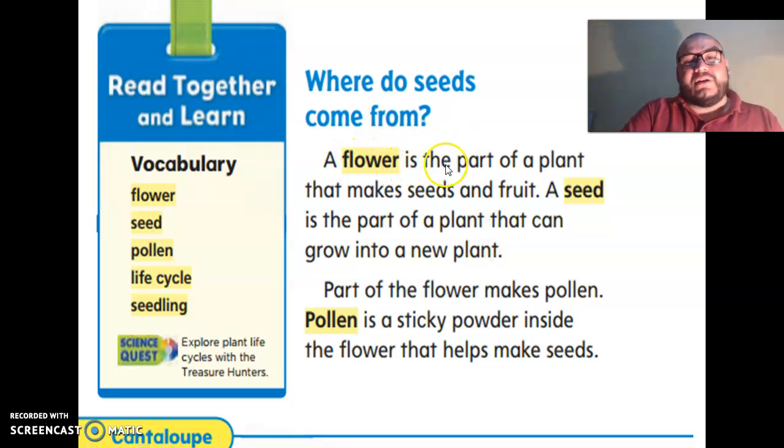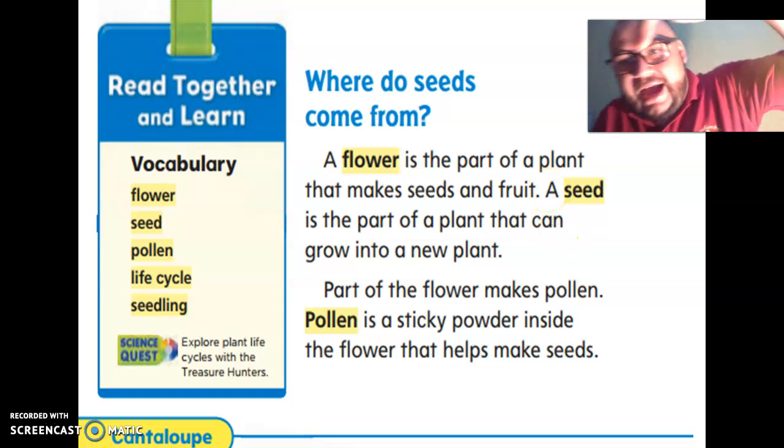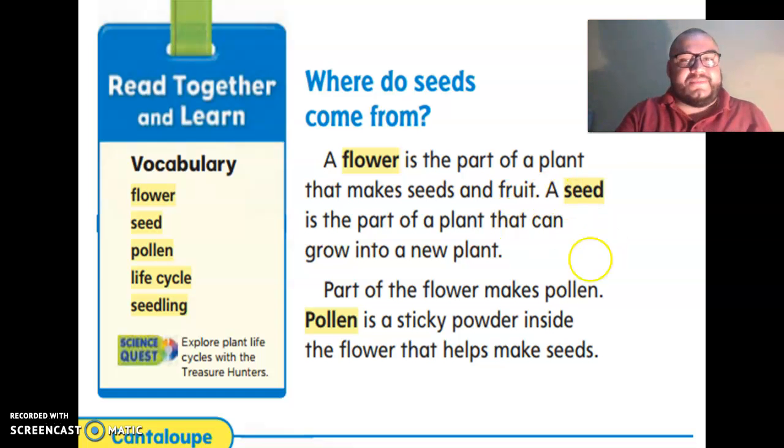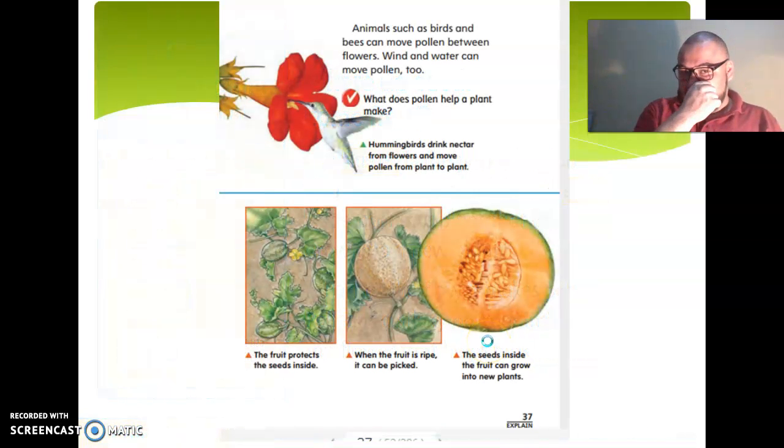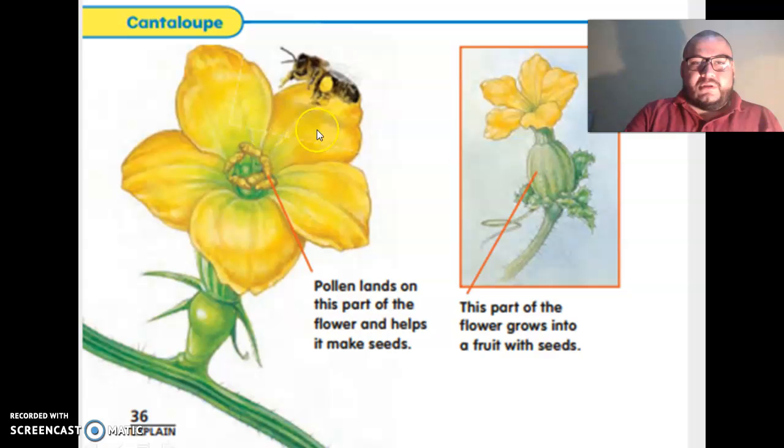Again, a flower is a part of a plant. A seed is the part of a plant that can grow into a new plant. Pollen is a sticky powder inside the flower that helps make seeds. Example, flowers, pollen in the flowers.